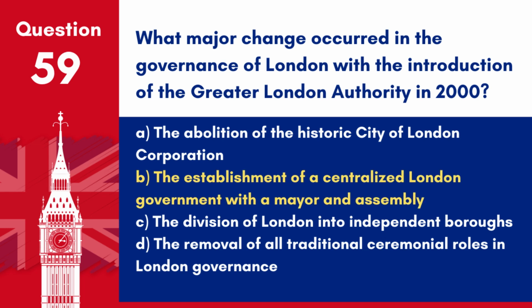Answer. B. The establishment of a centralised London government with a mayor and assembly. The Greater London Authority was established in 2000 to provide London with a centralised administrative body, which includes the Mayor of London and the London Assembly.